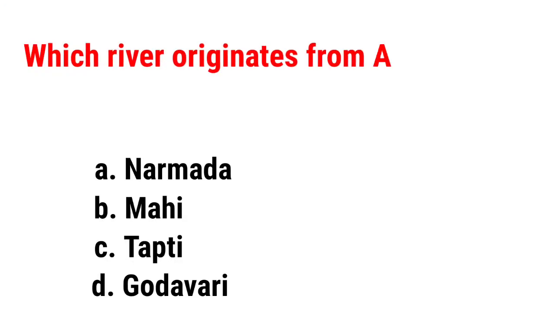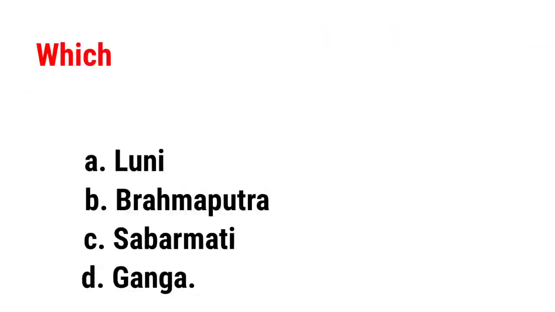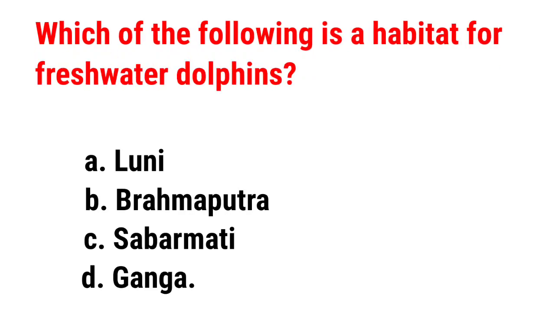Which river originates from Amarkantak, Madhya Pradesh? Correct answer is Narmada. Which of the following is a habitat for freshwater dolphins? Correct answer is Ganga.